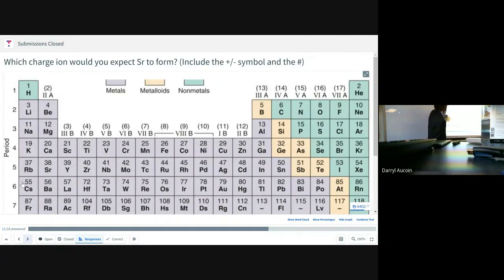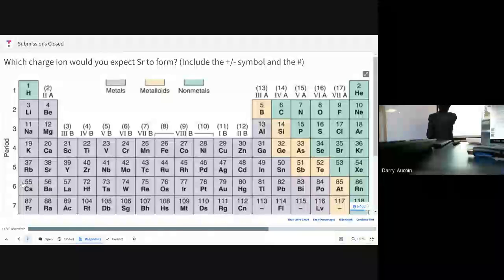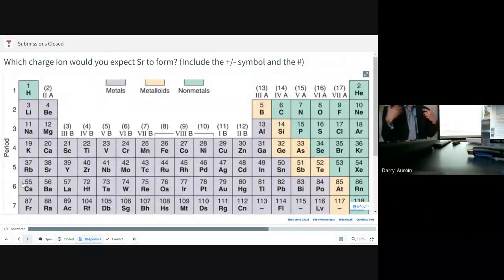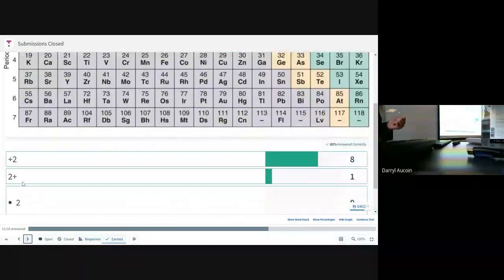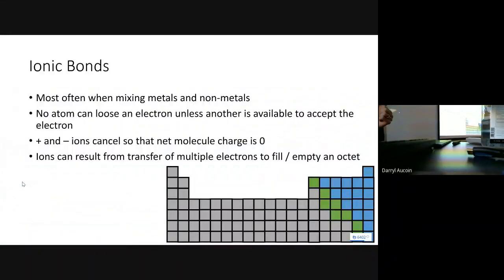Ca, Sr, Mg, Ba, these are all going to give away 2. So they'll go to +1 first, and that's still not 8, so they'll go to +2. They'll keep giving away until they get to the right spot. But a lot of people got that done, so that was good.